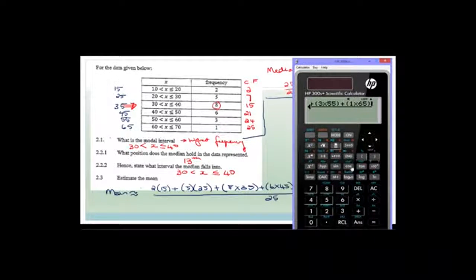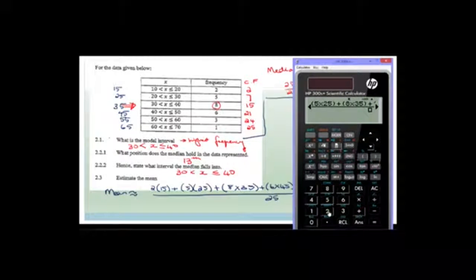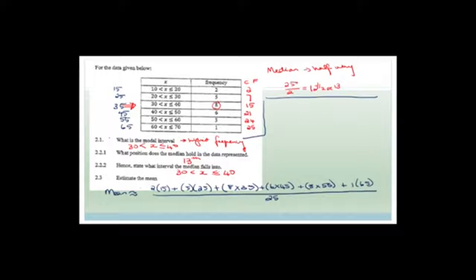and then divided by, how many people did we say they were all together? 25. And then we can say equals, which is 37.4. So the mean is approximately 37.4, which is inside our modal class and where the median interval falls. So this is a beautiful example of very good distribution for the simple reason that the modal class, the interval for the median and the estimated mean all fall in the same group. So that is fantastic, with the same interval.